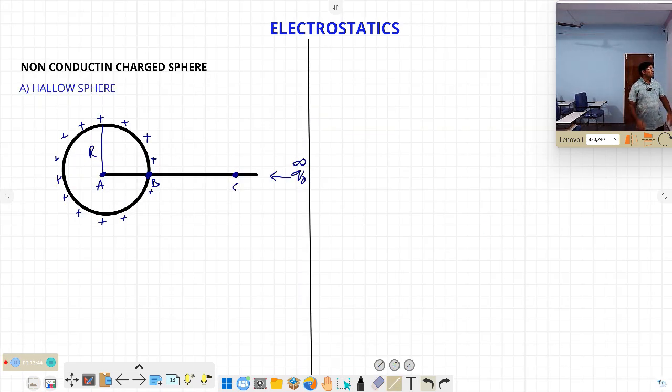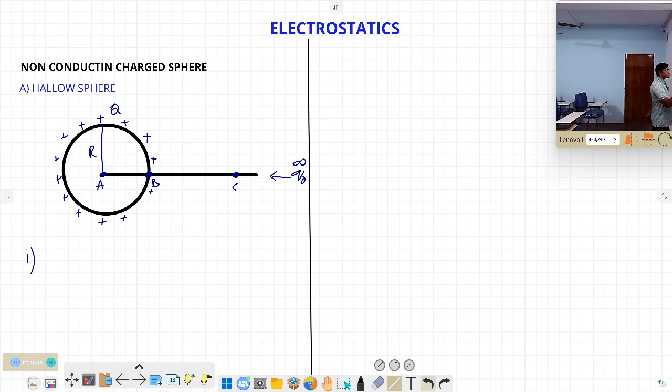Now we can discuss the non-conducting charged sphere: first the hollow sphere, next the solid sphere. We'll discuss the hollow sphere first. This is a hollow sphere having total charge Q on the surface, with radius R. We take a line from the center of the sphere to outside and locate 3 points here, A, B, C. The C point is outside of the sphere, B is on the surface, A is inside the hollow non-conducting sphere. That is important for us here.